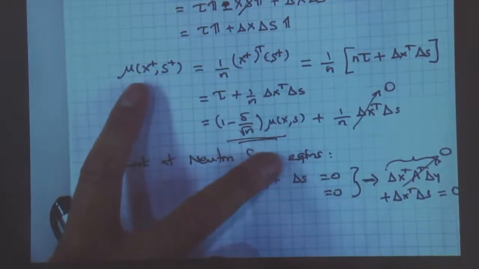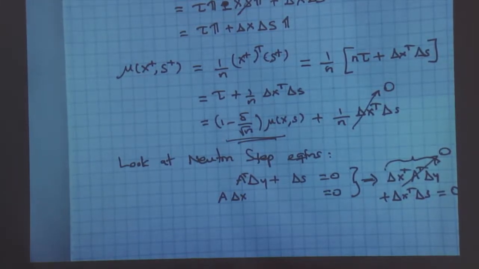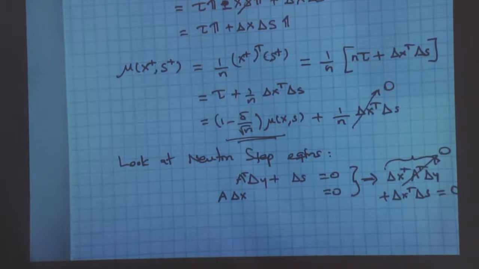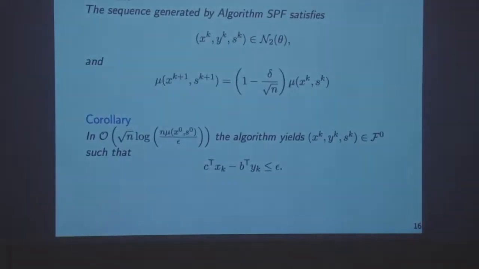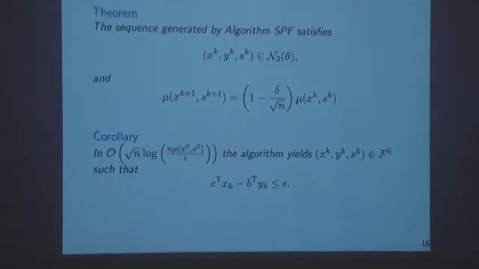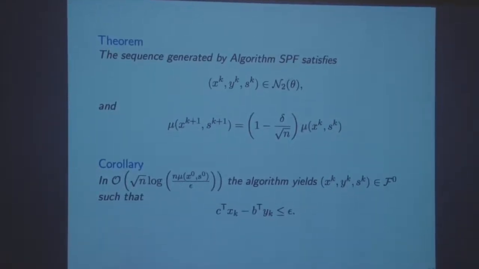If we know that the mu decreases by this factor at each iteration, the corollary is that if I want to get a primal and dual solution that has gap epsilon, it suffices to perform a number of iterations that is like square root of n log of 1 over epsilon. Okay? And let me show you how that goes.